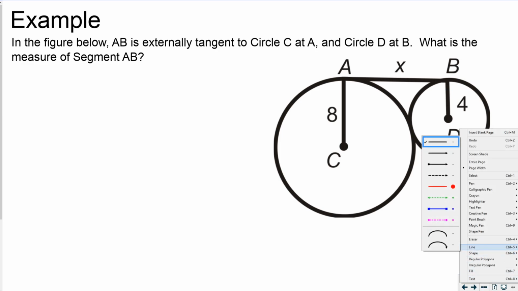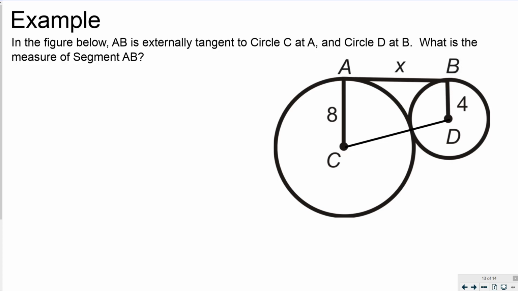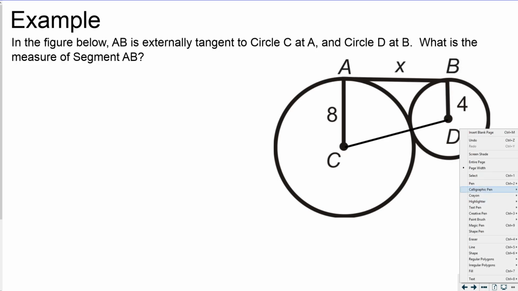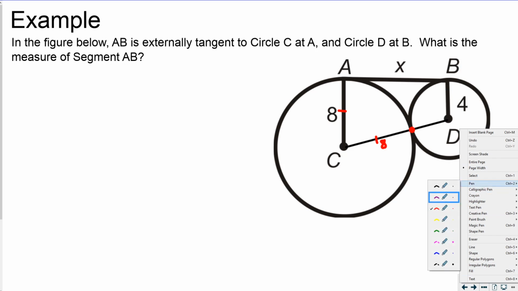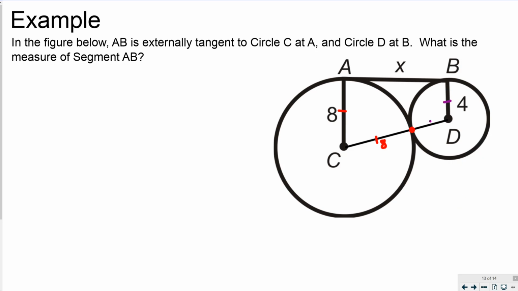I'm going to draw some lines in. I'm going to draw this line in here, and I'm going to put a big red dot here. I know that this segment here is 8, because this radius is 8, and they would be congruent. And then I know that this part would be 4. So I have an entire segment length, so I'm going to mark it down here. DC equals 12. And that's going to be important.